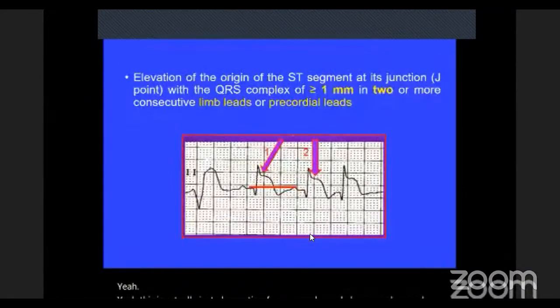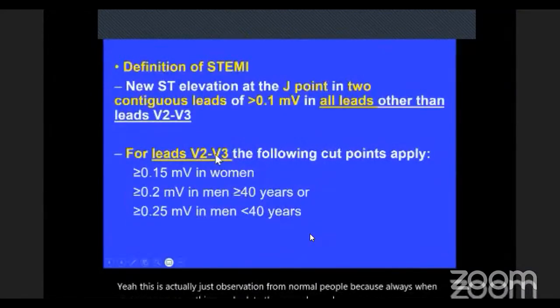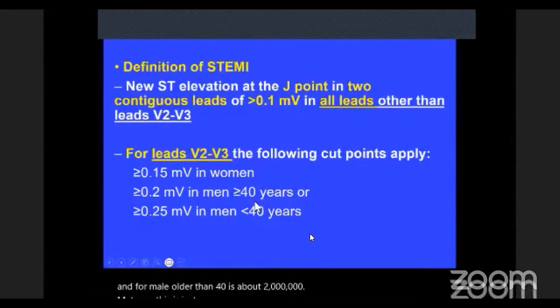Yeah, this is actually just observation from normal people, because always when you compare something, we look at normal people. Usually in young females, the normal variant ST segment there is about 1.5, so anything above 1.5 millimeter is abnormal. In young males, it can actually be more than 2.5. That's why we look for something beyond what we normally see. And for males older than 40, it is about 2 millimeters.